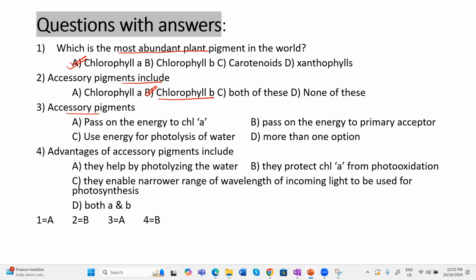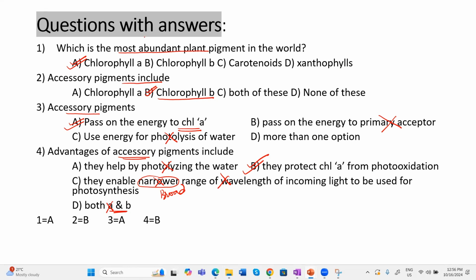Accessory pigments, what will they do? They will pass the energy to chlorophyll A. Is it clear? They are not passing to primary acceptor. This is wrong. Photolysis of water is not done by accessory pigment. It is done by the chlorophyll A, which is present in the reaction center. What is the advantage of accessory pigment? The advantage is that they will protect the chlorophyll A from photooxidative damage. I told you they will not help in photolysis. They are not enabling a narrow range. They are enabling the broad range. Clear? And obviously, you cannot take option A. The answer is your B.